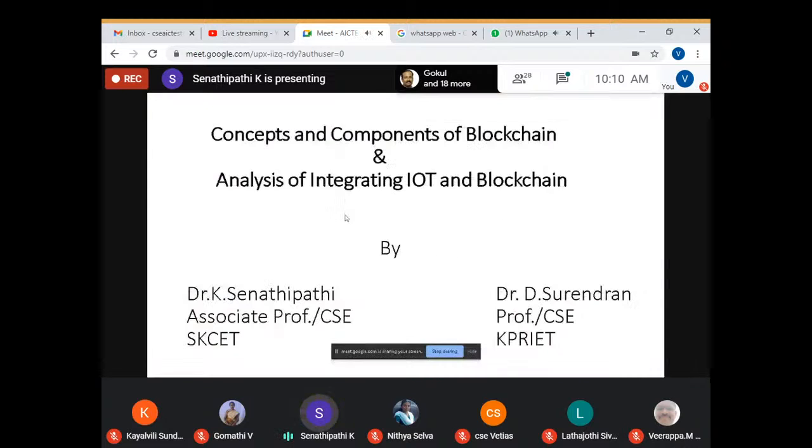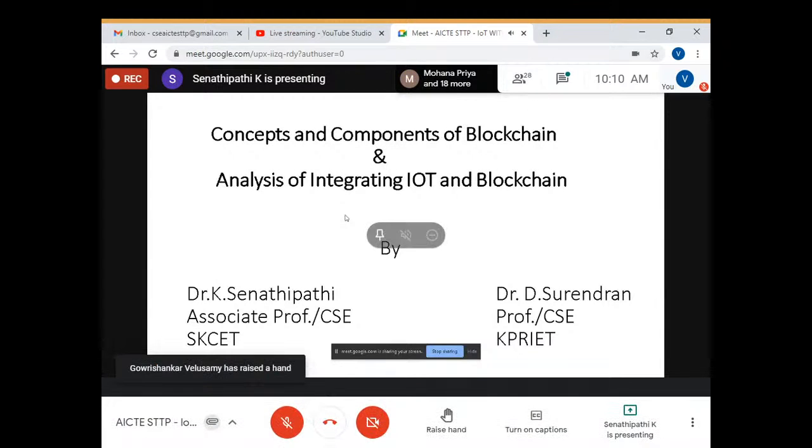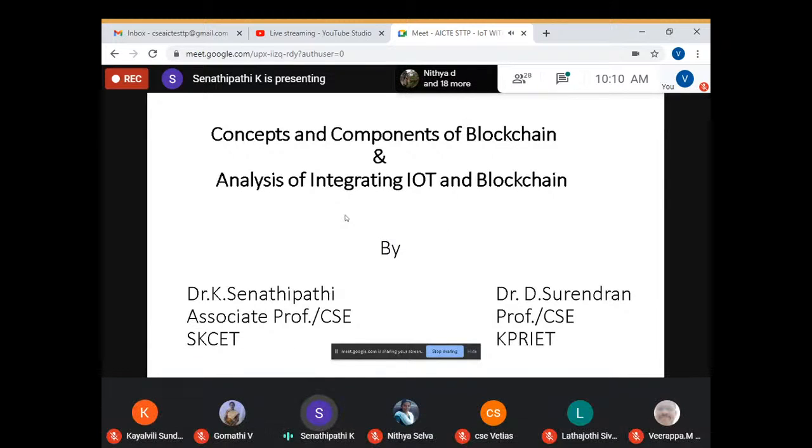Yeah. So in this session, we are going to present about concepts and components of blockchain and analysis of integrating IoT and blockchain. Right. Myself, Dr. K. Senadipati, I'll present about concepts and components of blockchain, and the rest of the part will be continued by Dr. D. Surendran, Professor CSC, KPR Engineering College. Right. So hope you have got an idea about what is blockchain technology in the previous session, which was handled by Dr. Vairam. Yes, sir. Anyhow, I'll start with the introduction part, and later on, I will move on to the concept part.